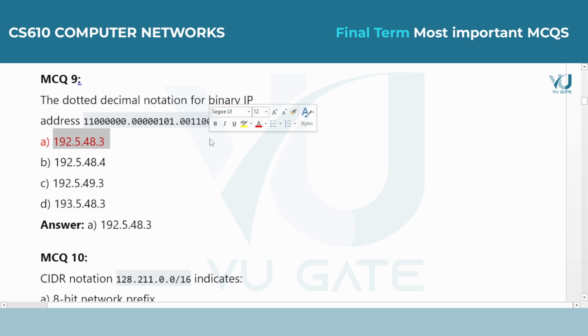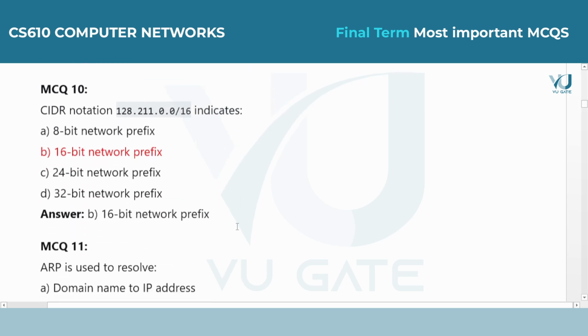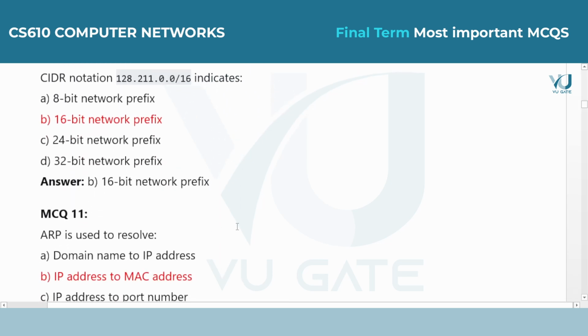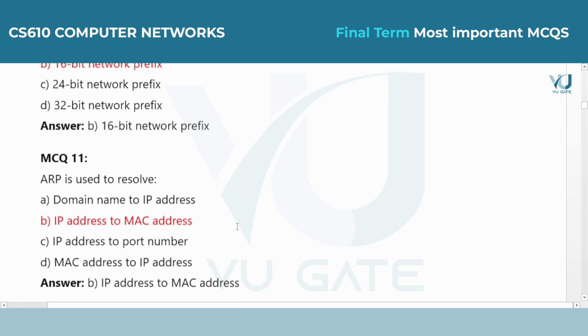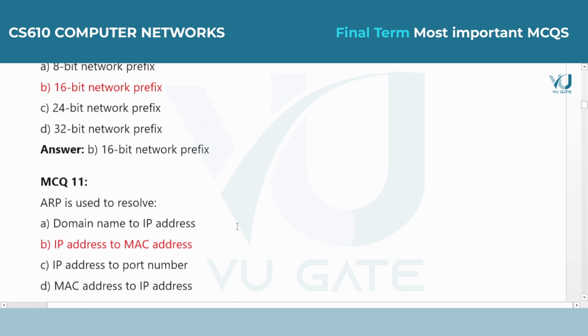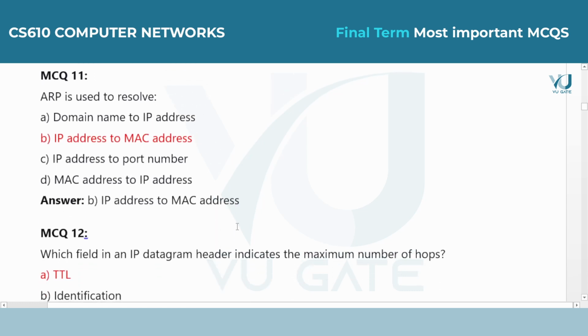MCQ 10. CIDR notation 128.211.0.0/16 indicates. Answer: B, 16-bit network prefix. Concept: the 16 tells us that the first 16 bits of the IP address represent the network portion, while the rest are for host addresses.